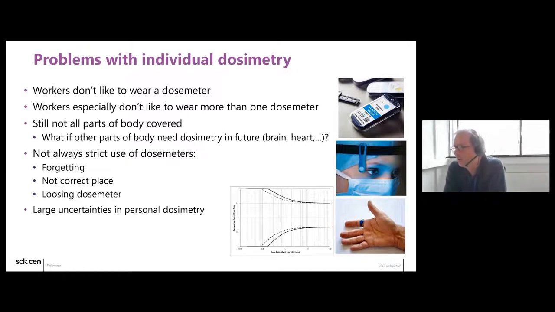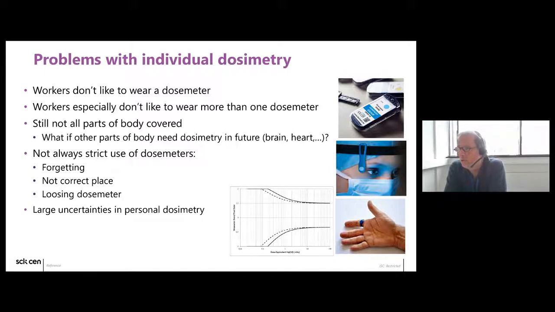Okay, so let's start with PODIUM. Why did we set it up some years ago? Well, many of the people here online are somehow linked with personal dosimetry, or at least dosimetry measurements. Many people who work with ionizing radiation need to wear an individual dosimeter, and there are some problems with it because many people don't like to wear it. If you have to wear more than one, like also a ring or an eye lens dosimeter, workers don't really like that. And even if you put 3, 4, or 5 dosimeters on the body, you still don't cover all parts of the body. So you will always have point measurements and limited information.